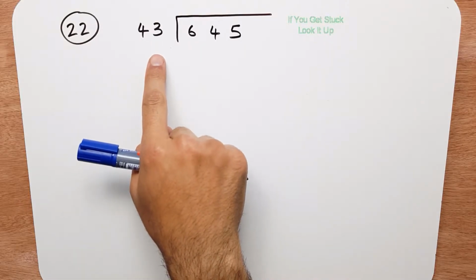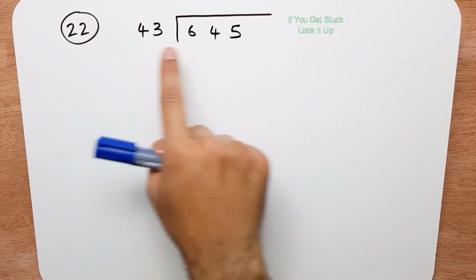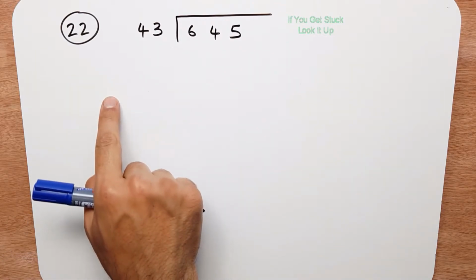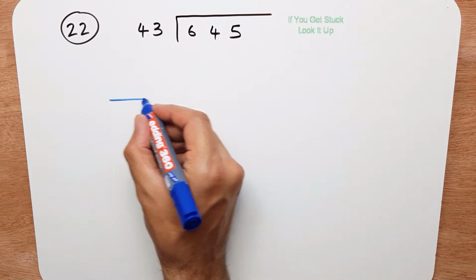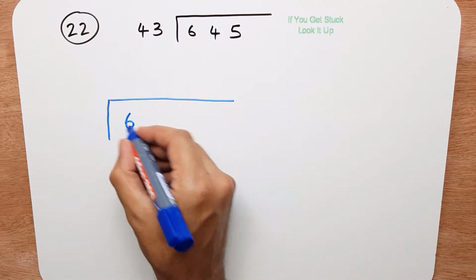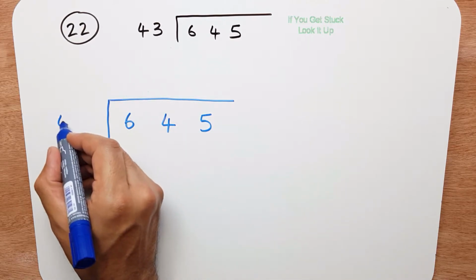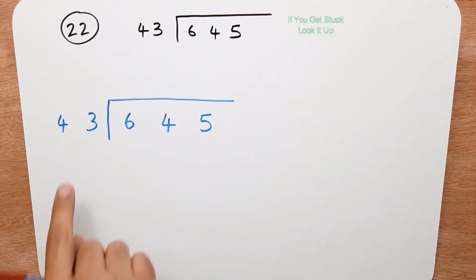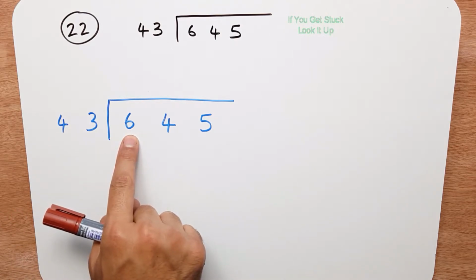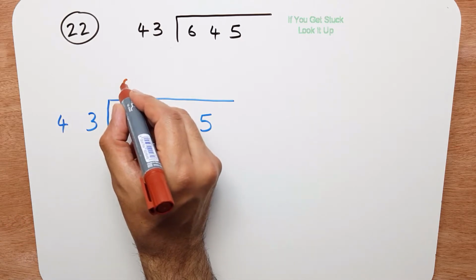In question 22, we have to divide 645 by 43. So let's write it out here, so we've got a bit more room. 645 divided by 43. So our first question is, how many 43s are there in 6? I can't get a 43 from a 6, so the answer is 0.